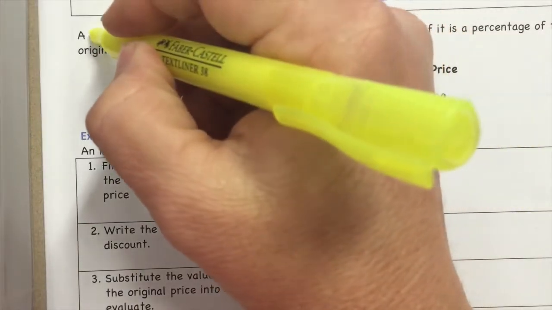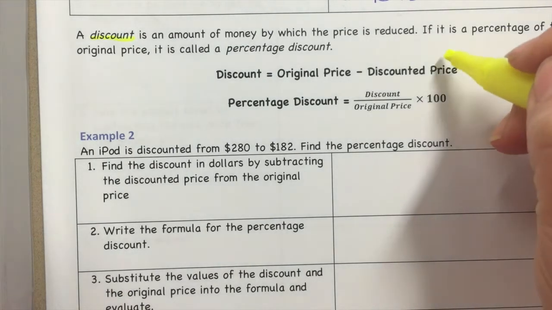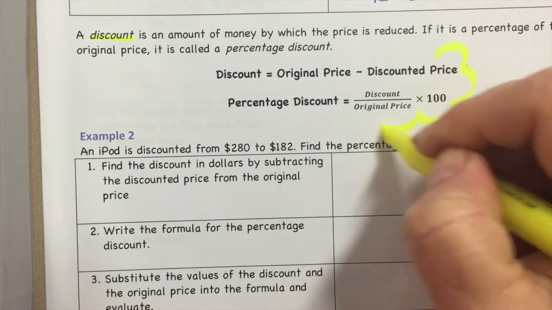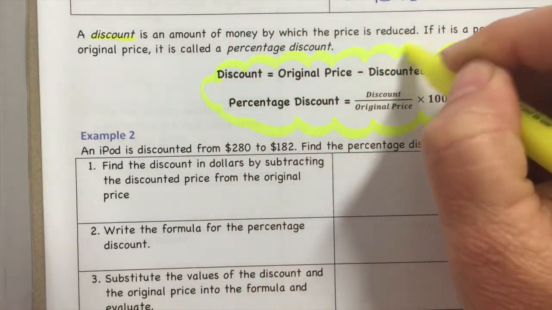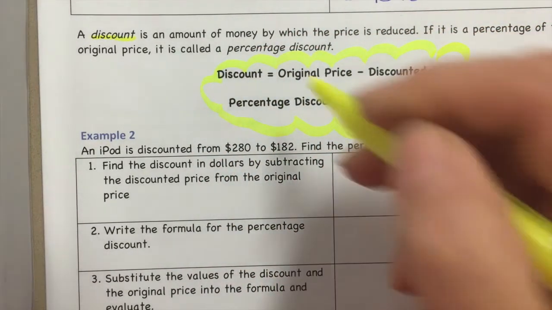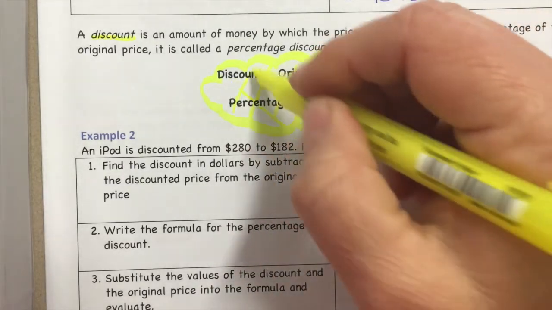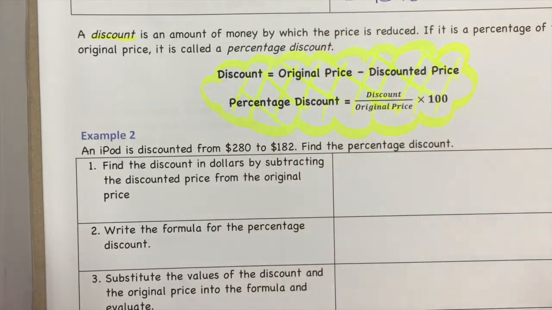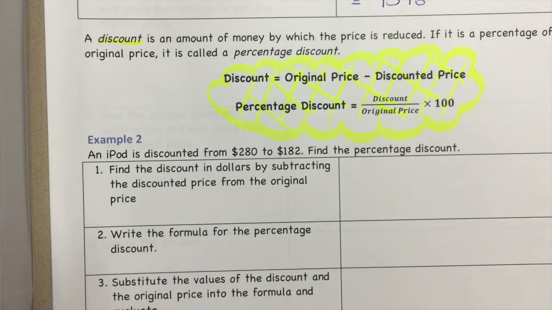If you have a look at the word discount, it's an amount of money by which a price is reduced. If it's the percentage of the price, we just call that a percentage discount. These formulas here, highlight them in some way because they are really, really important. Now remember, it's your choice. You can cross-hatch them, put a bubble around them, anything that suits you, just so you know that they are really important. So let's have a look at the question.